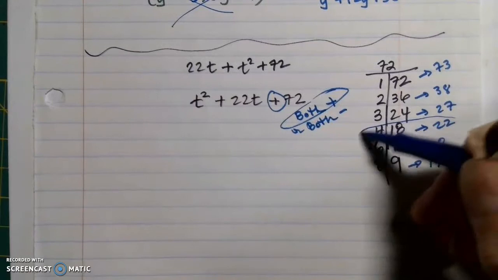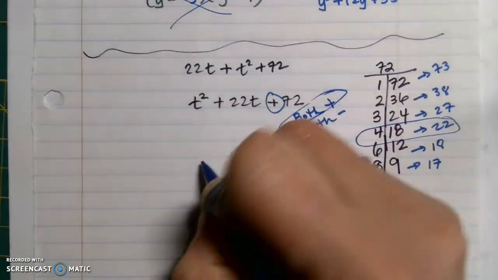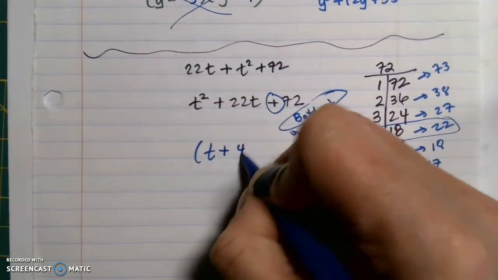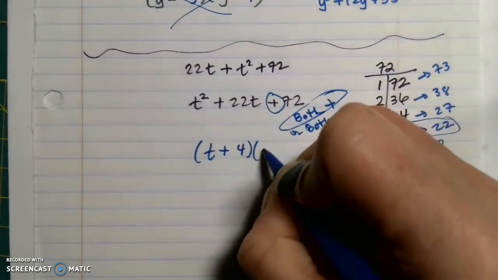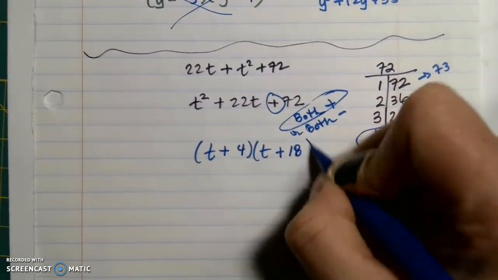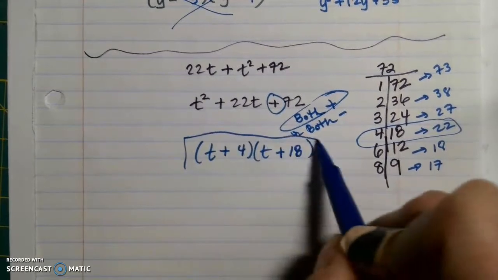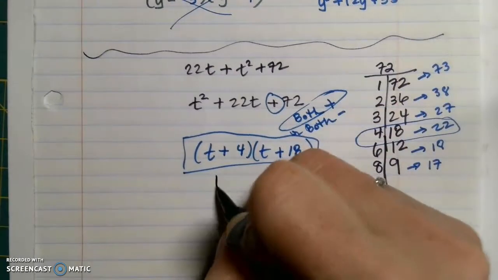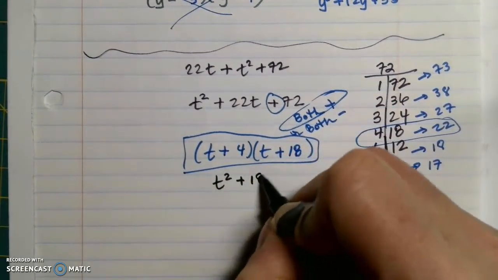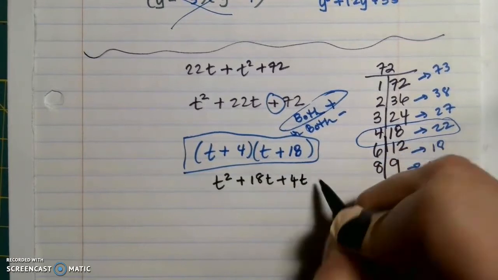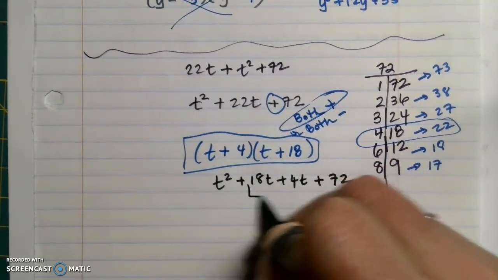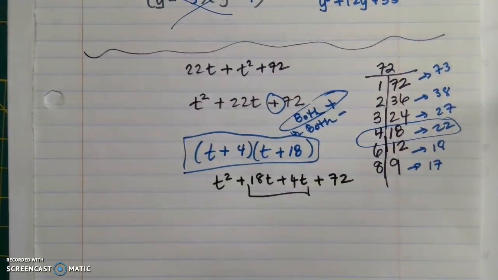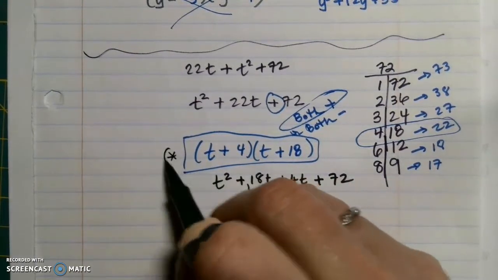So then the one that's going to add to 22 would be the 4 and the 18, pardon me. I know that they are both addition. And that means that this should be my answer. Again, it's always a good idea to FOIL it out and make sure that you are correct. So t squared plus 18t plus 4t plus 72, these two will add to 22t in the center there. And then that would be the final answer on that.